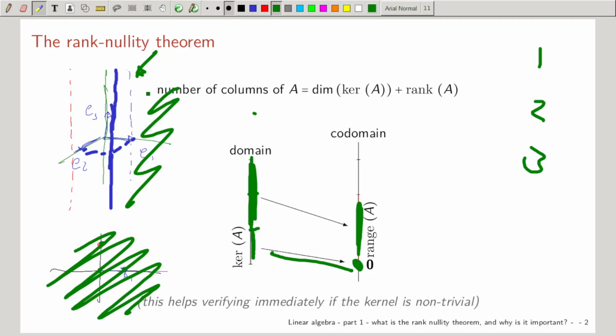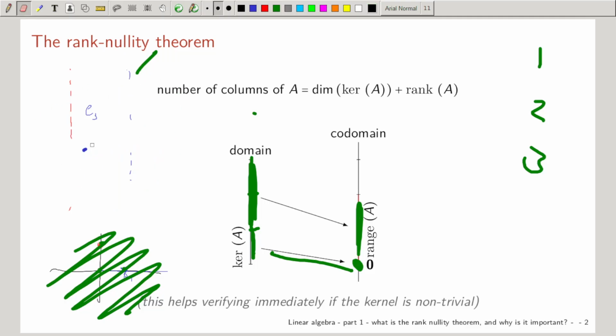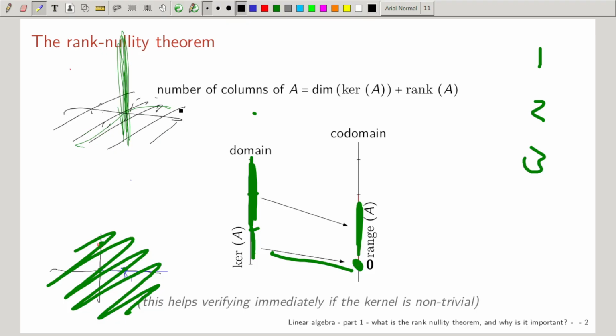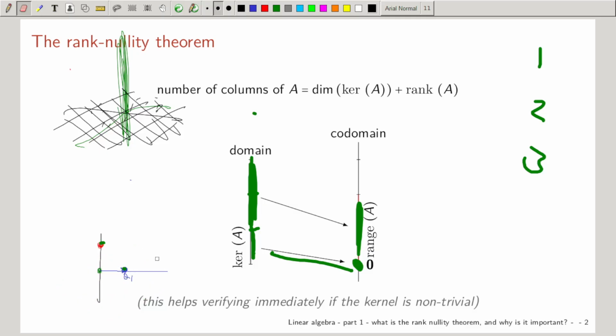Because if here I was having the kernel, I was having something like this. The kernel eats away this dimension. That means all the points on this plane are equivalence classes and they are independent. How many independent dimensions do I have at this point? 3 minus 1, because the kernel is eating away 1. Where do I end up? I end up with 2-dimensional stuff.